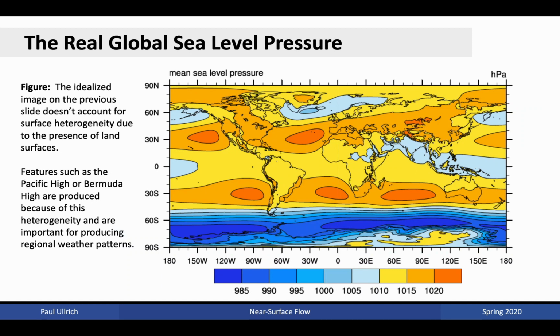Here we have the real global sea pressure field, shown as an annual mean climatology. In terms of the presence of lows and highs in this diagram, there is pretty rough agreement with what we saw in the previous figure. That is, in the equatorial regions, we have lower pressures than in the subtropics. In the subtropics, we have higher pressures than in the equatorial regions and in the mid-latitudes.